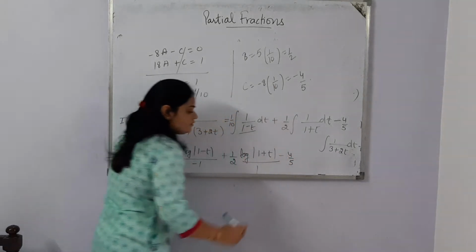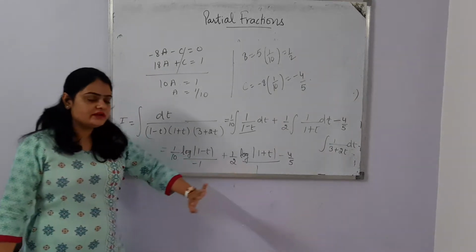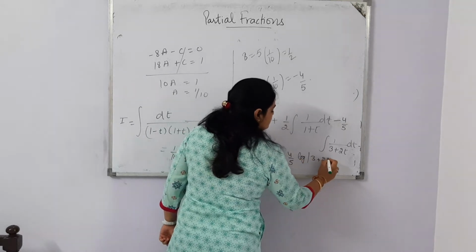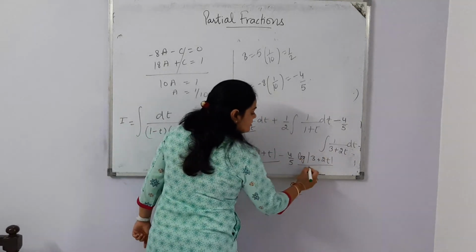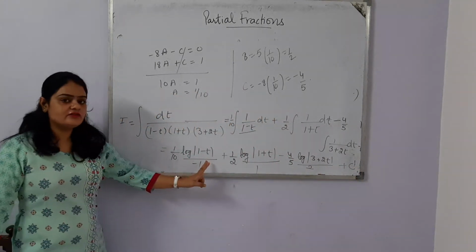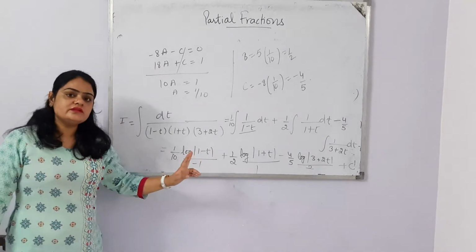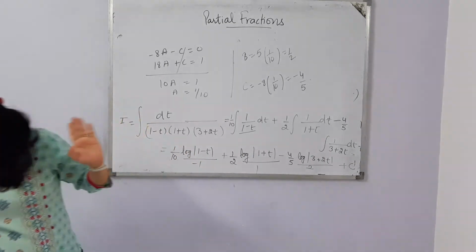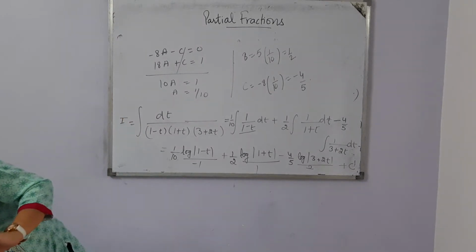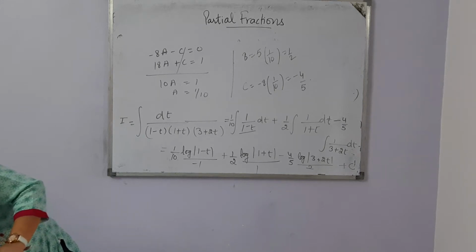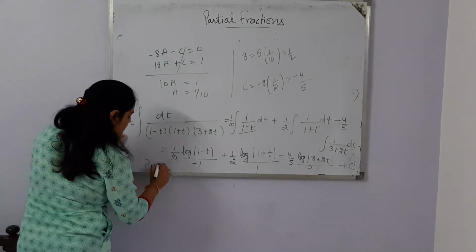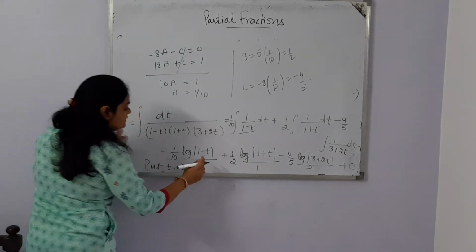If there is nothing, that means it is 1 in the denominator. If you want to write 1 for your convenience, you can. So minus 4 by 5, again it is log of 3 plus 2t, and of course its derivative is 2, which we write in the denominator, plus c. After that we'll substitute the value of t here. We assumed t was equal to cos x, so put t equal to cos x and we'll get the answer.